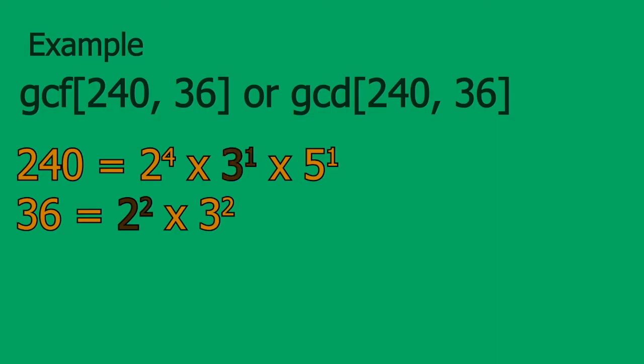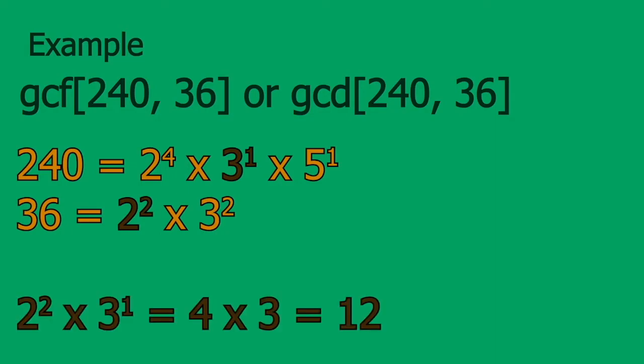So here we have 2 squared and 3. Now we're going to multiply them. 2 squared is equal to 4, and we have 3. So 4 times 3 is 12. So in this case, the greatest common factor between 240 and 36 is 12.